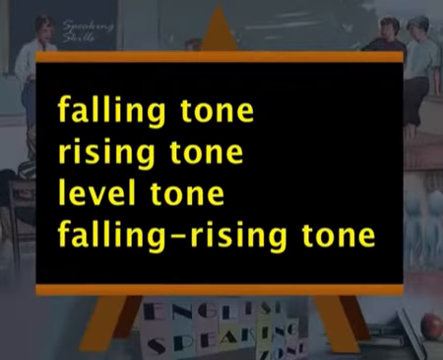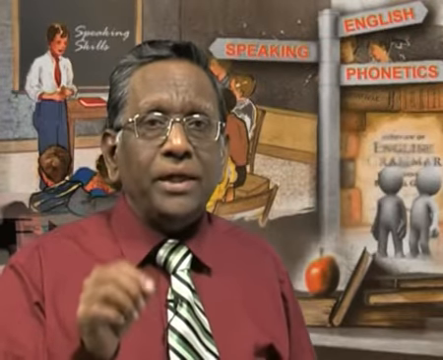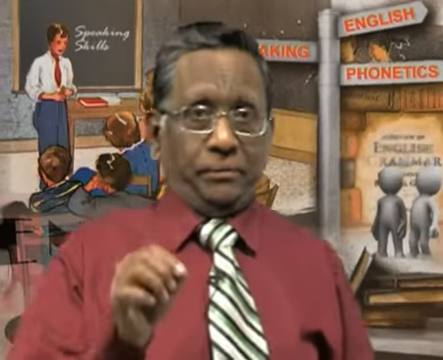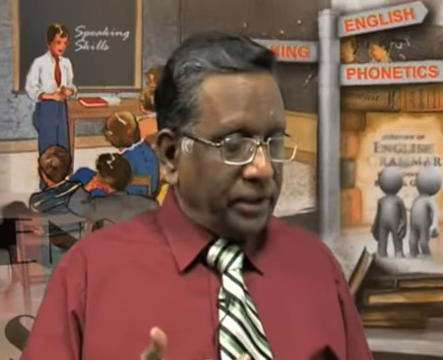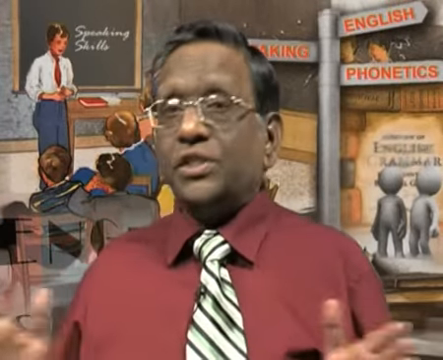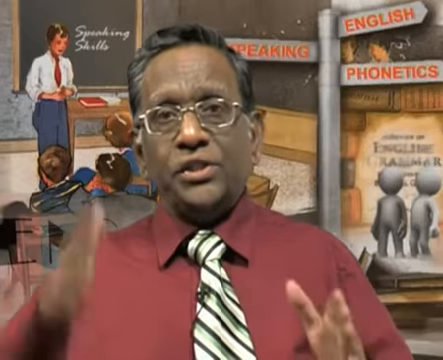And let us see how these tones are used in different situations in English. In ordinary statements, a falling tone is used. A falling tone is used to convey the meaning of completion, that your meaning is complete. For example, if I say something like, I'm sitting on the chair. If I say that, the meaning is complete, and therefore we say, I'm sitting on the chair, falling tone on chair.